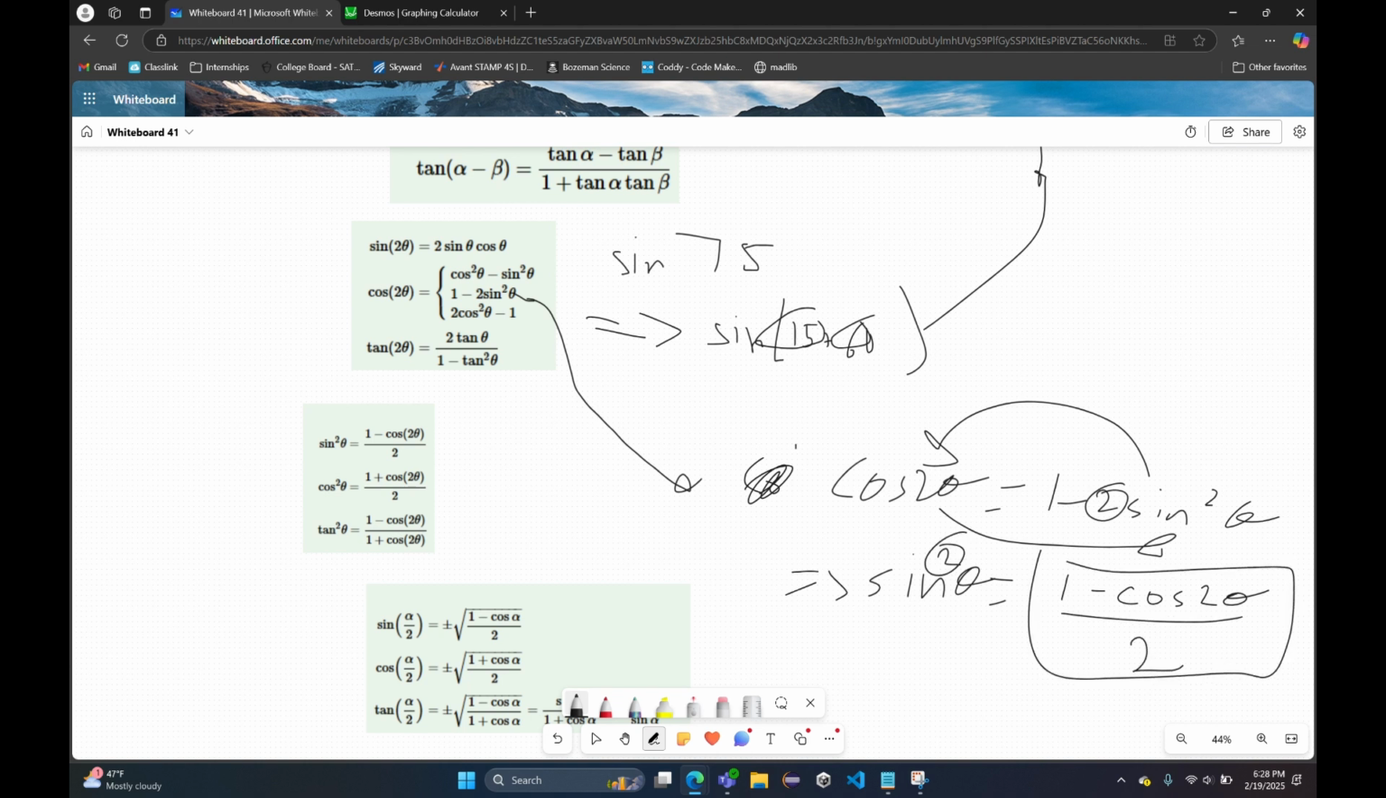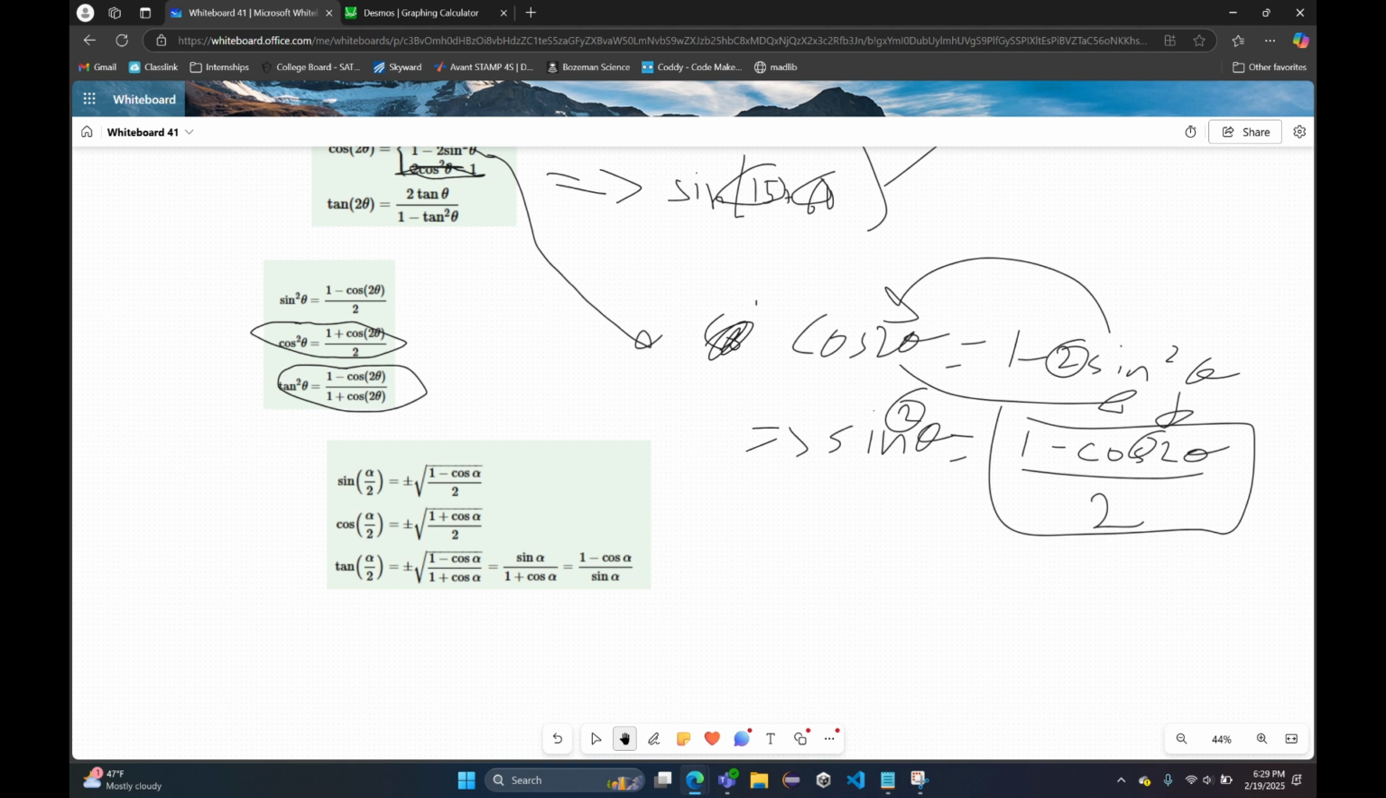So you can see we went from a second power down to just a first power, but we did increase the value on the theta. In a similar way, you can prove this formula right here using this double angle formula and solving for cos squared theta, and then you just divide both of them and you get the tan squared theta, which should be pretty obvious.